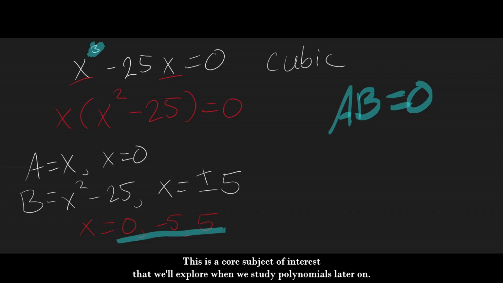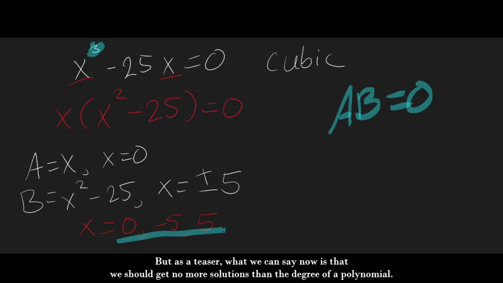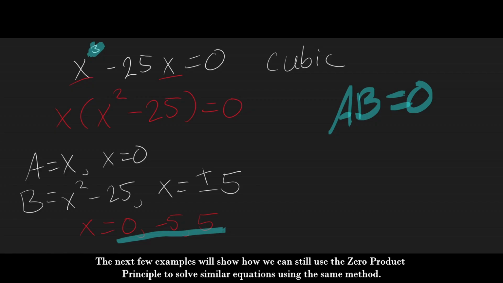This is a core subject of interest that we'll explore when we study polynomials later on. But as a teaser, what we can say now is that we should get no more solutions than the degree of a polynomial. The next few examples will show how we can still use the zero product principle to solve similar equations using the same method.